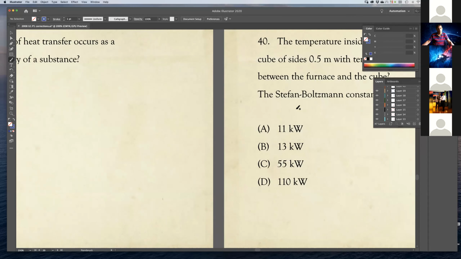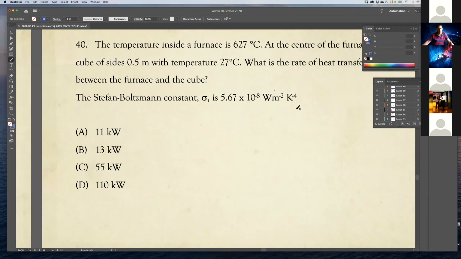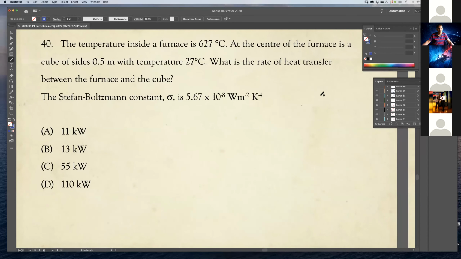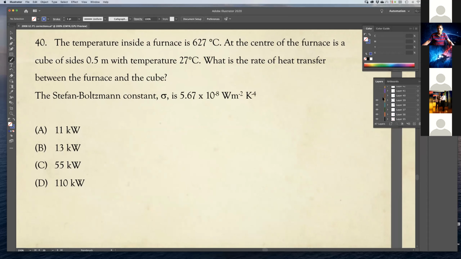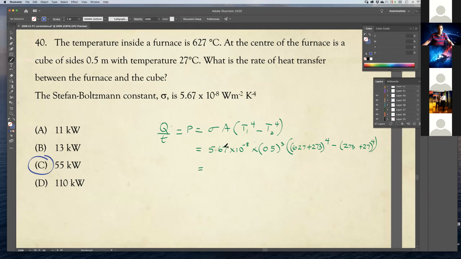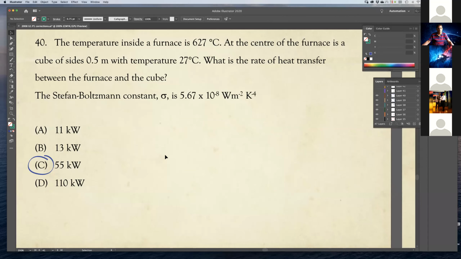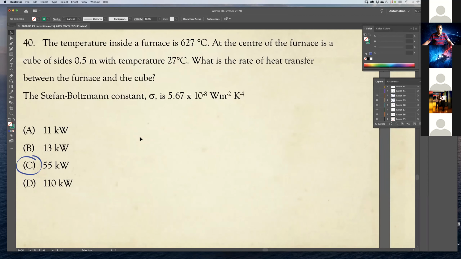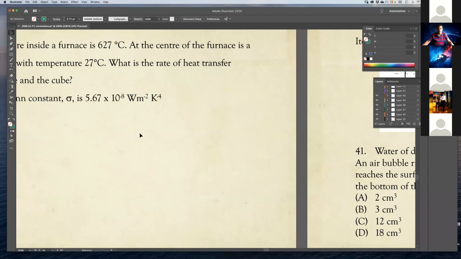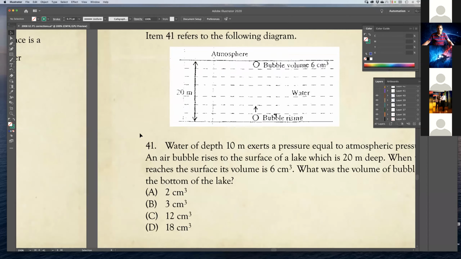All right, number 40. I want you to try number 40 and verify the answer is C. I was kind of putting down the answers here, but let me just take this off. The answer for number 40 is C. I'm going to give you a chance to work that. If you need me to work it out, I will do so at another time, not right now. I just want to finish up this paper.